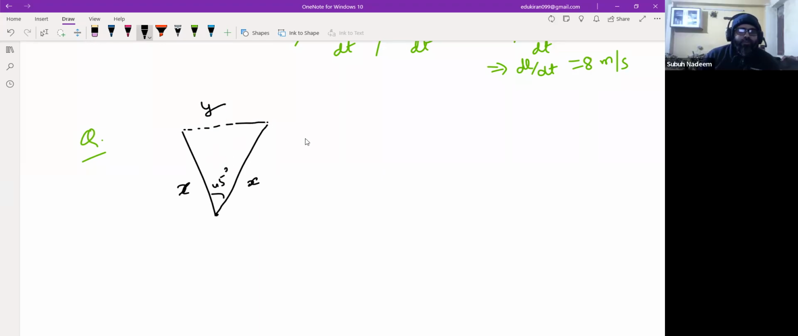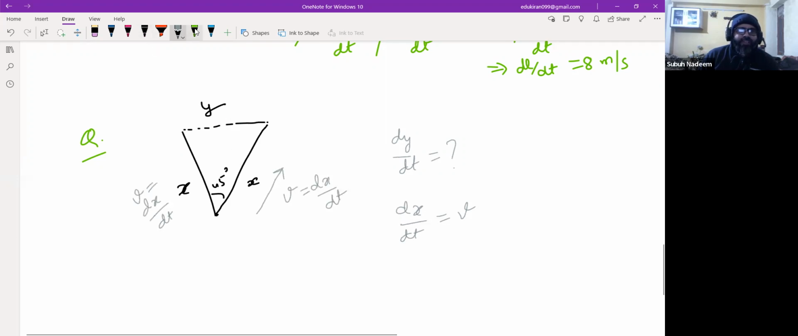Yeah, that is fine. So what do you have to find? dy by dt. And what is given? dx by dt, which is v. The speed at which the car or the object is going is v. That is dx by dt. Someone traveling on this road also has the same speed, so x for both. And you have to find the rate at which they are getting separated.